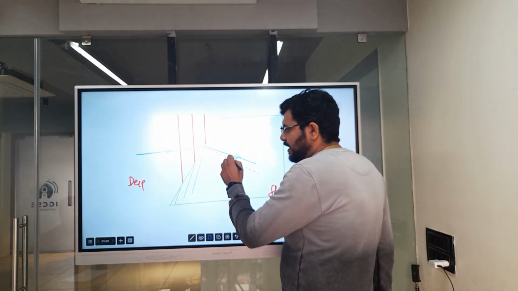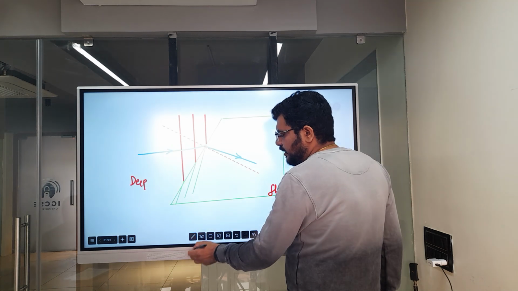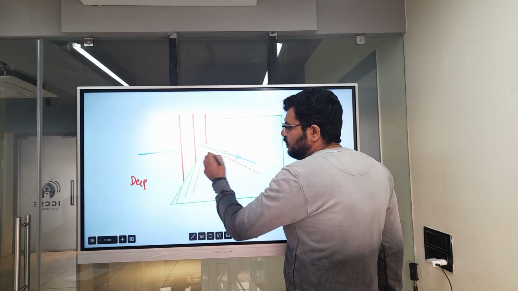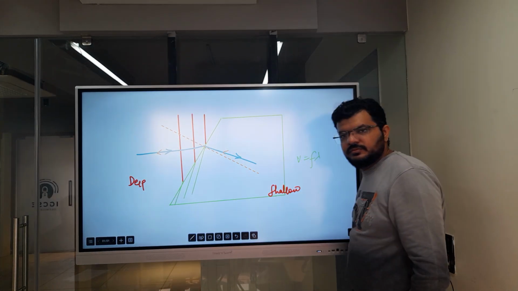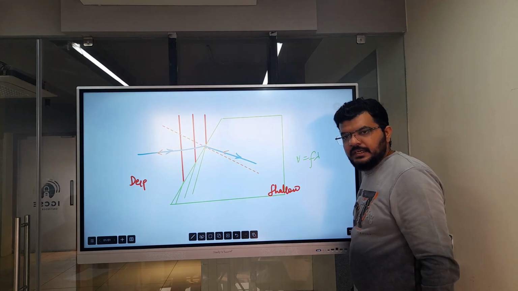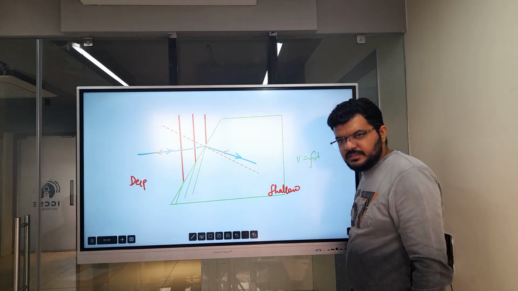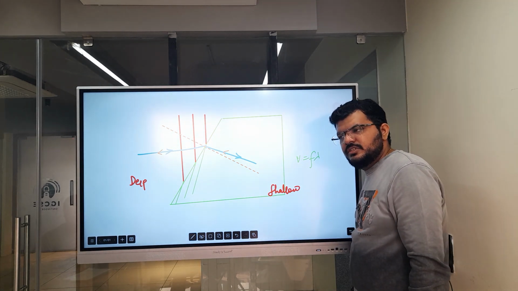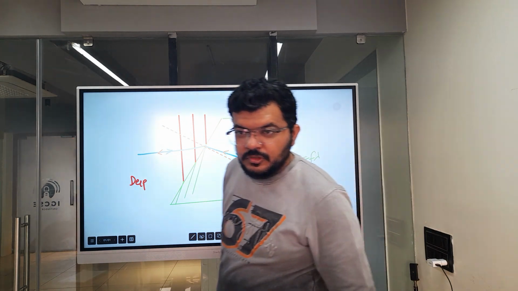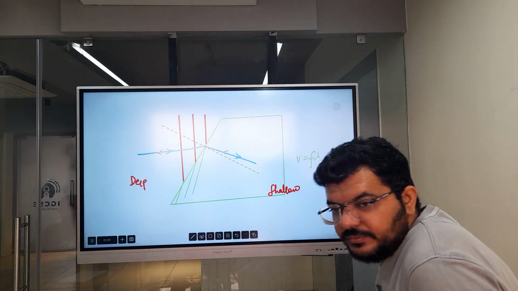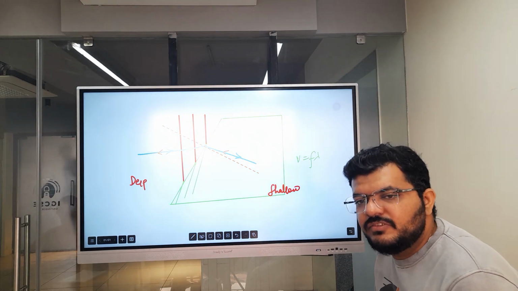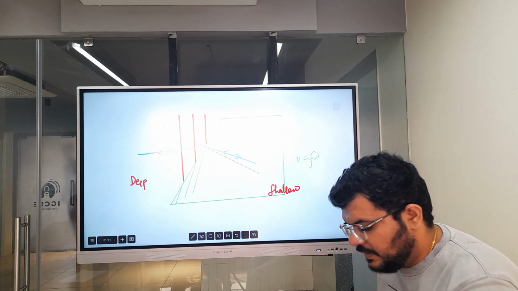If the water wave was starting from this side, these wavelengths would increase. Here we have smaller wavelengths, and the wavelengths would increase. Makes sense? So if we move from deep to shallow, and then from shallow to deep, the length between the waves will increase, because in deep water the waves are faster.